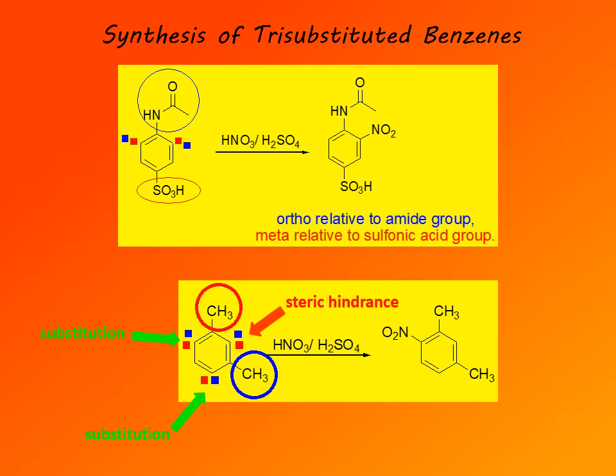Those positions are equivalent, and substitution in either of the two positions results in the formation of the same product. So the only product out of this reaction is 1-nitro-2,4-dimethylbenzene, or actually the correct name would be 2,4-dimethyl-1-nitrobenzene.